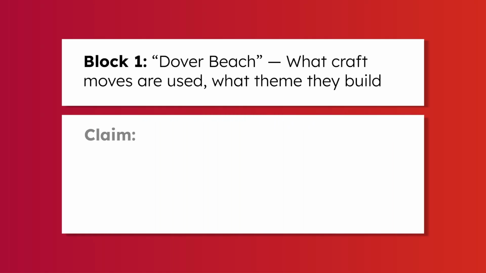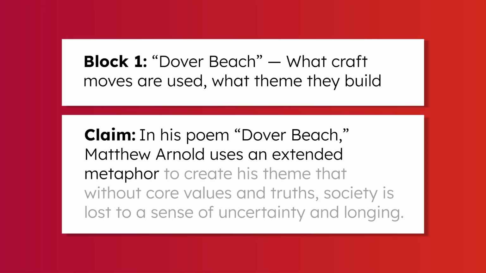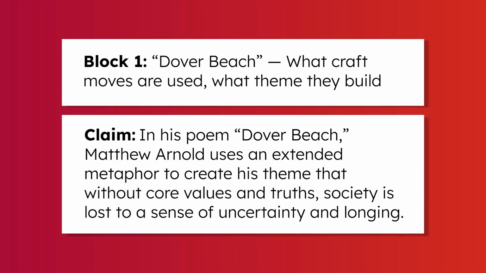So let's generate some claims for a block outline. These first two claims won't be comparative since we are just focusing on one text at a time. That means we'll be writing claims that are similar to the kind in a CER response or an essay. For our first claim, we'll focus on Dover Beach, including the craft moves and theme in the poem. I'll zoom in on the extended metaphor of the sea as my craft move because it is so central to the poem's theme that without core values and truths, society is lost to a sense of uncertainty and longing.